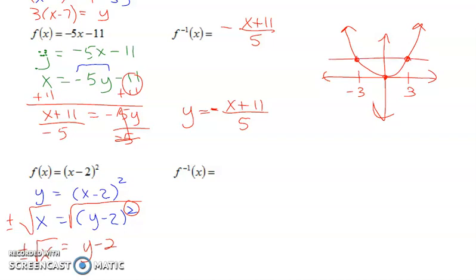So there should be 2 answers for, we should get the same answer for 2 different values of x. That's the reason for the plus and the minus. Then we add 2 to both sides to get y by itself.